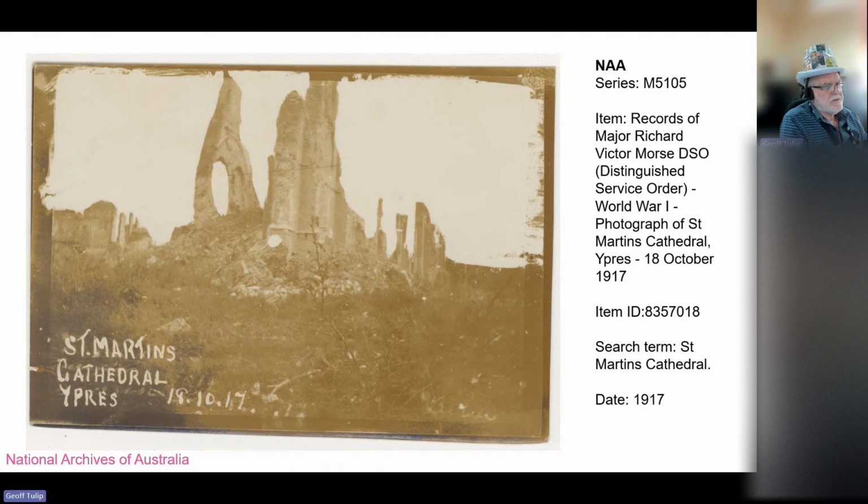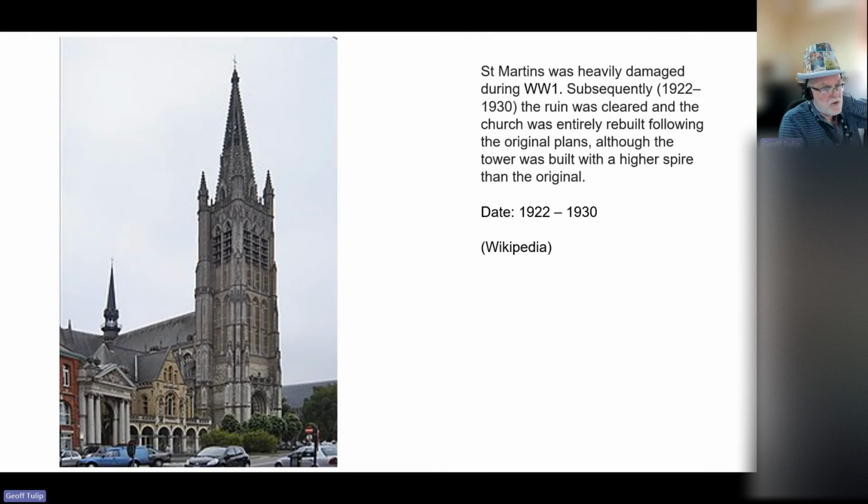Now the next image shows what the cathedral looks like now. It was originally built in 1230, destroyed in 1553 and again in 1656. In 1801, it was resurrected and stood there until World War I. It was heavily damaged during World War I. Subsequently, during 1922 to 1933, the ruin was cleared and the church was entirely rebuilt following the original plans, although the tower was built with a higher spire than the original one.